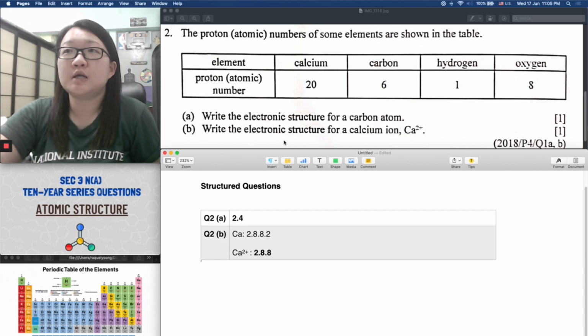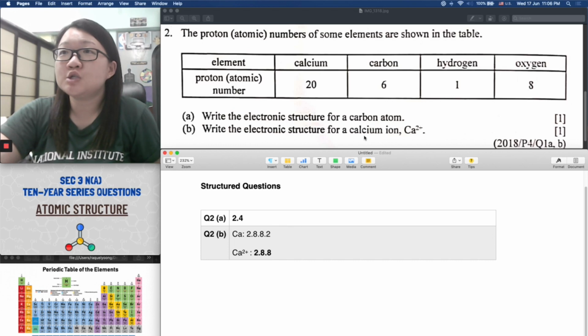Part B, write the electronic structure for a calcium ion, Ca2+. Part B requires just an extra step, a bit of manipulation. Firstly, the calcium atom will be 2.8.8.2. Calcium is in period 4, so it has 4 electron shells, 1, 2, 3, 4. And calcium has 2 valence electrons because the group number is 2. With the help of the periodic table, you don't even need to count the electrons. Straight away, you know that it is 2.8.8.2 for the calcium atom.